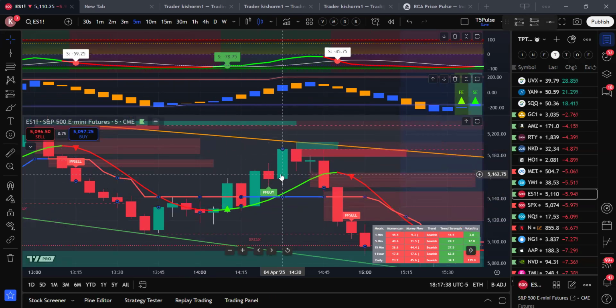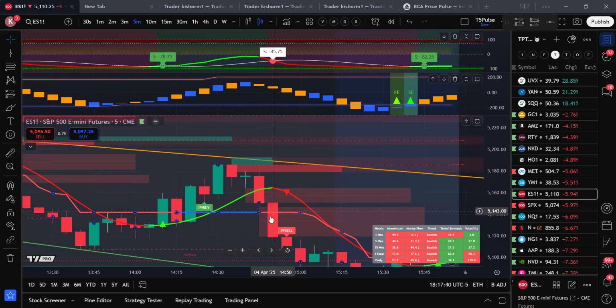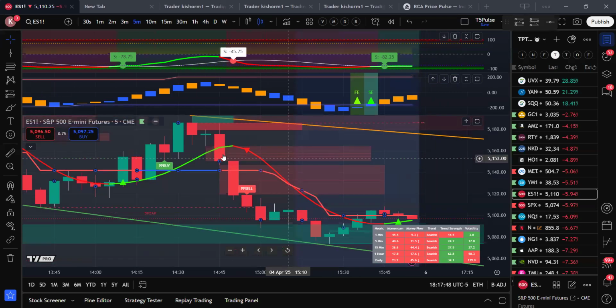There were some small red candles, but when it went to the top, suddenly it started turning red. Then you can see big red candles. When you see a red candle, you immediately buy SPX puts, SPY puts, SPX bear calls, or you do an ES short. Then it came all the way down and touched the trend line support.